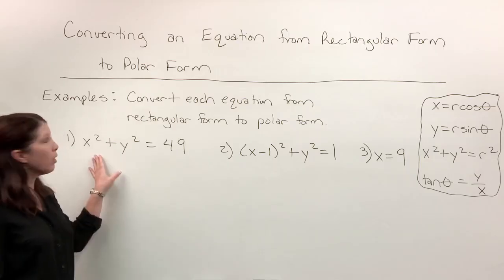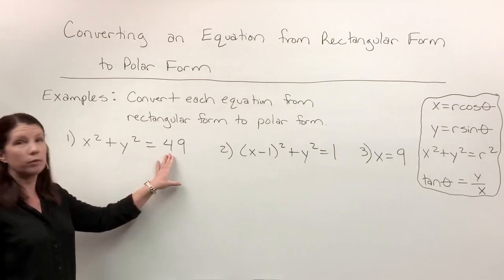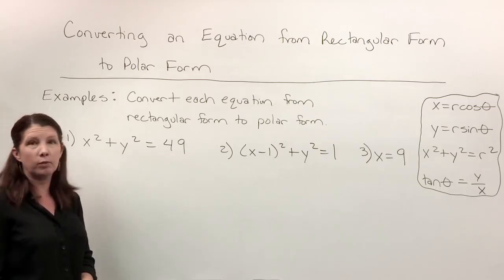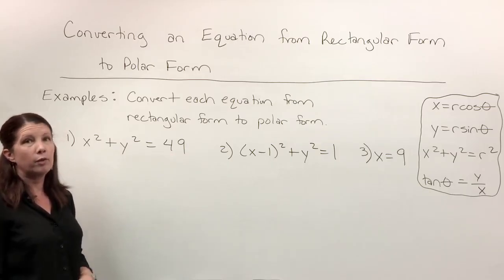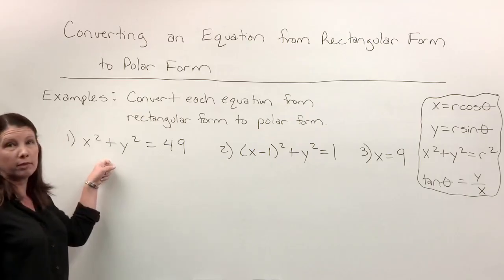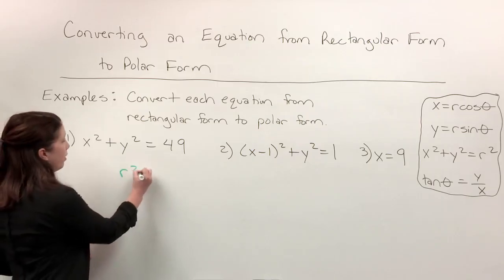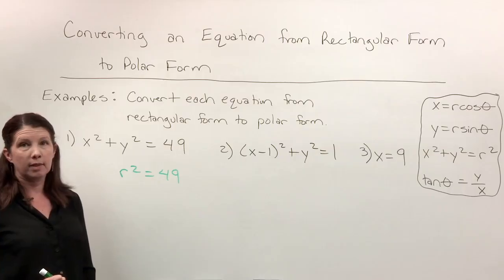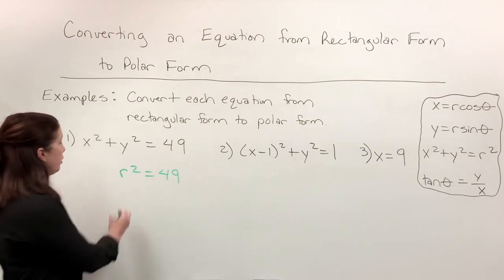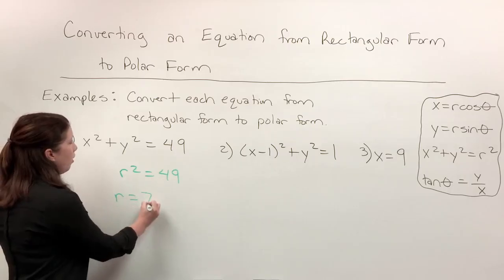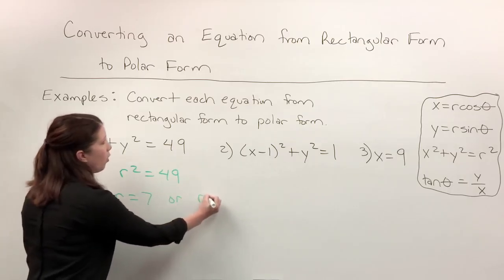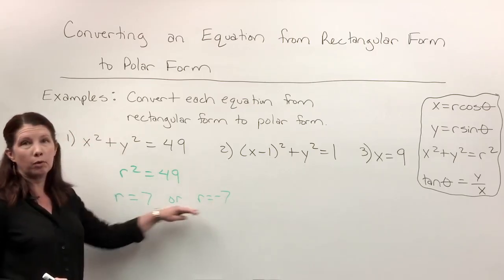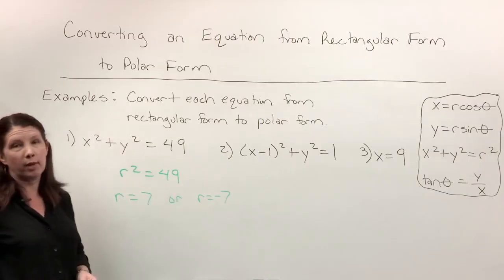In the first example, our equation is x squared plus y squared equals 49. Looking at our formulas, I see that x squared plus y squared is equal to r squared. So therefore, I can replace x squared plus y squared with r squared and rewrite the equation as r squared equals 49. Taking the square root of both sides, I get 2 possible equations, r equals 7 or r equals negative 7. Either of these is an acceptable polar form for this rectangular equation.